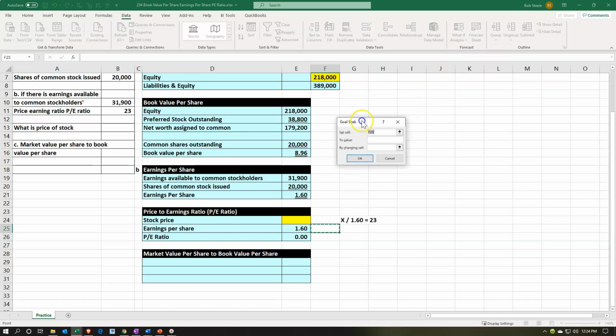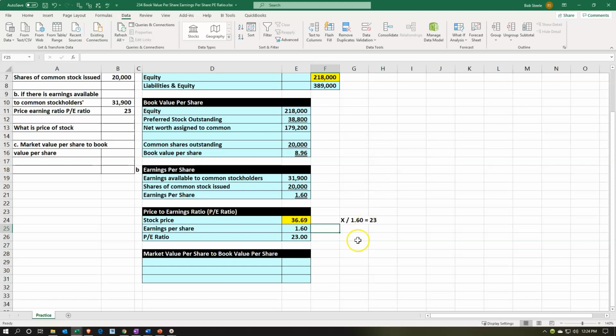And then I'm going to use this tool. We're going to say I want to set this cell to be 23. That's what we know it should be. We want to make it 23 using a formula by changing the yellow cell. So set this cell to be 23 by changing the yellow cell. And then it'll use trial and error to figure it out. So there it is, and we'll say okay.